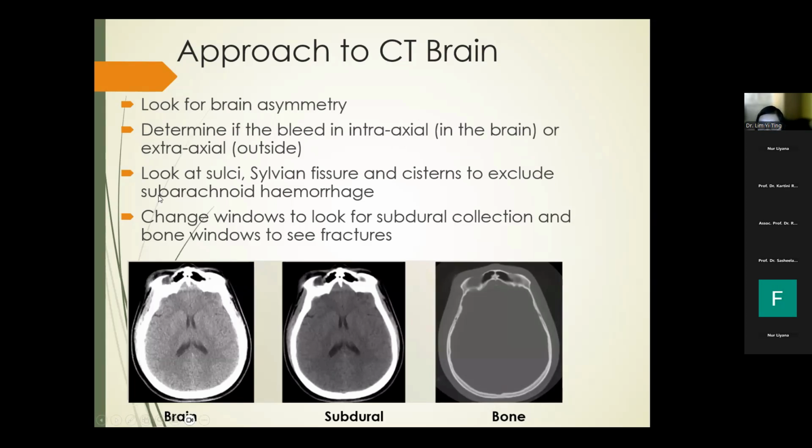Then we look at the sulci as well, the brain Sylvian fissure, and the cisterns to exclude any subarachnoid hemorrhage. Then we also change the window to look for some of the subtle subdural collections. And of course, we must look at the bone window to look for any fracture.